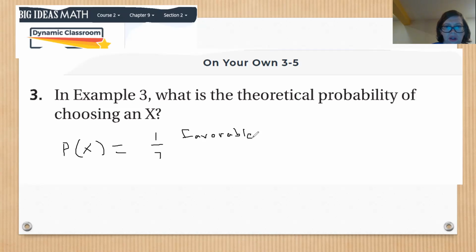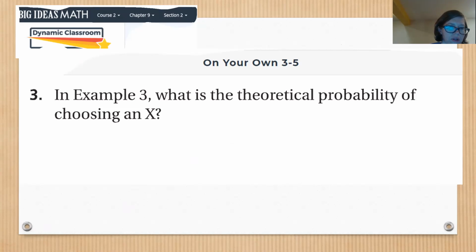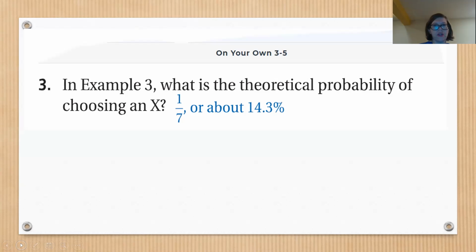So your favorable outcomes over your possible, right? Right, so we said that was 1/7, right? So the theoretical probability of choosing an X is 1/7. And if you divided 1 by 7, you would get approximately 14.3%. If you were to divide it and get a decimal and then change the decimal to a percent, it would be approximately 14.3% or 1/7. All right. So here's your example, 1/7 or about 14.3%.